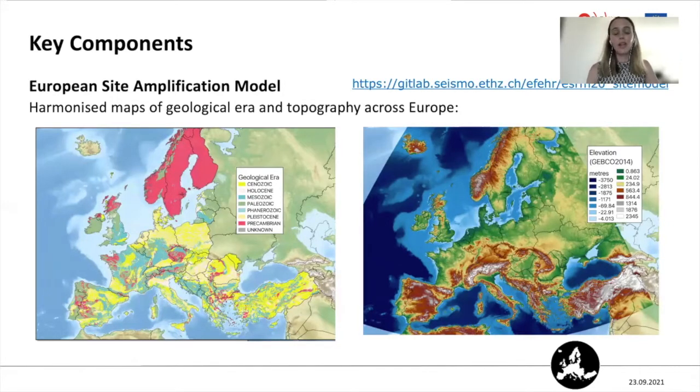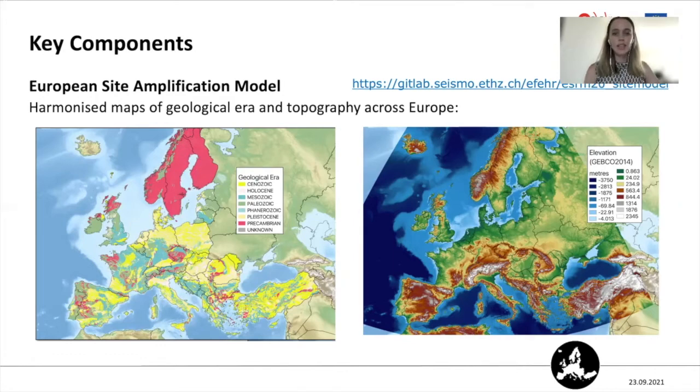So I invite you please to attend the poster session later this afternoon, where Graham Weatherall will be telling you more in his poster about the European site amplification model. But just a few words here to tell you that we have collected data to allow us to describe the geological era in a harmonized manner across Europe, and also the topography. By the way, you will see on each of my slides a link in the top right, and this is a link to a GitLab repository or a web service where this data is made available. We are making all of the data, the underlying data sets, tools, and the models available for transparency and reproducibility of the risk model. And you'll hear more about that actually later in Fabrice's talk.